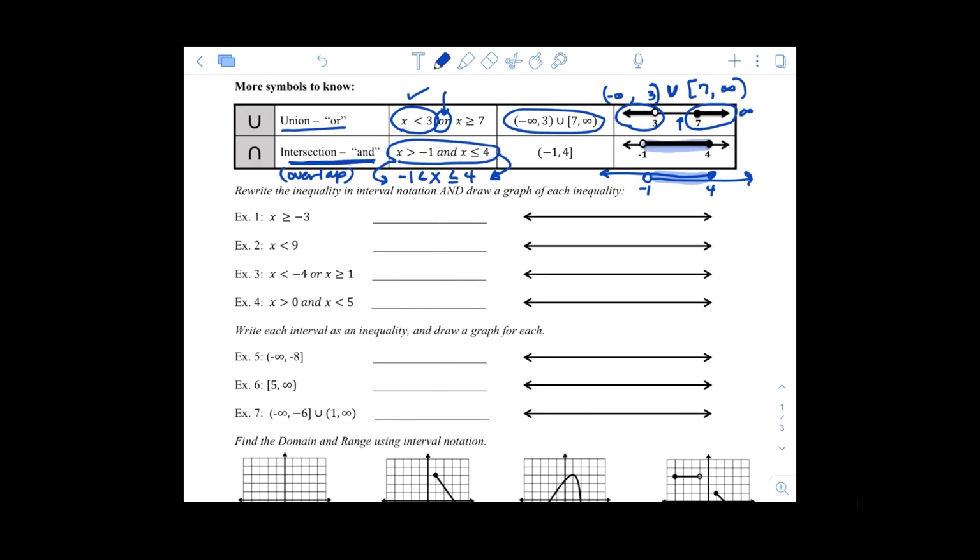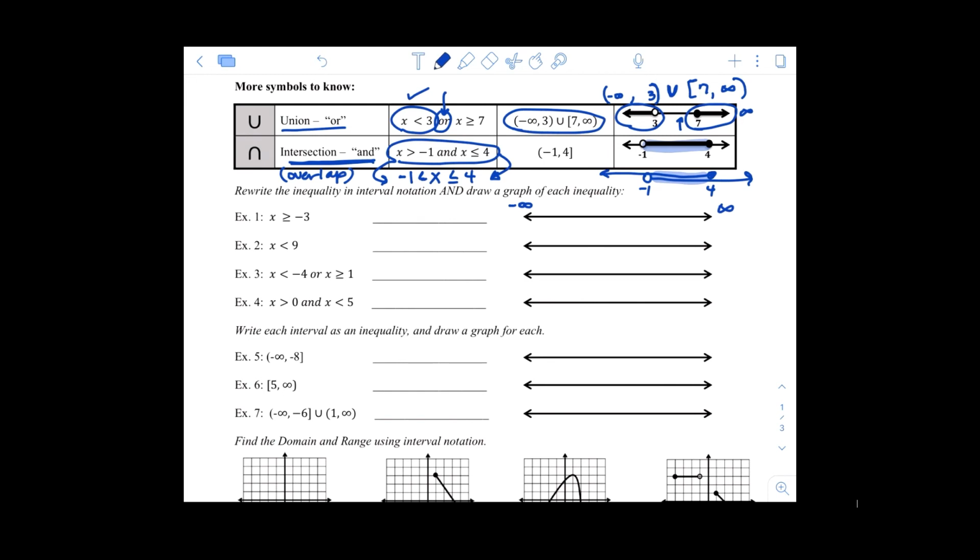Rewrite the inequality in interval notation and draw a graph of each inequality on the number line. So for time's sake, we're going to do this a little bit quicker. I'm going to do just a basic number line, very, very simple. I probably am only going to do the numbers that are important, because I'm pretty sure you already know that everything to the left goes to negative infinity and everything to the right on the number line goes to positive infinity. Okay, here's your first inequality.